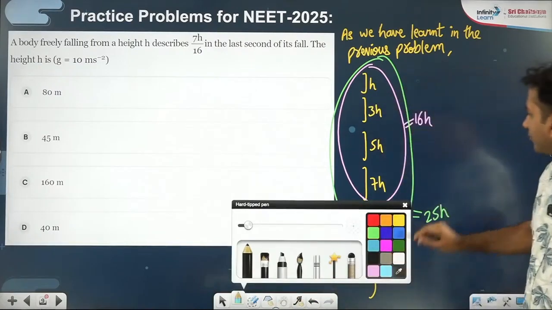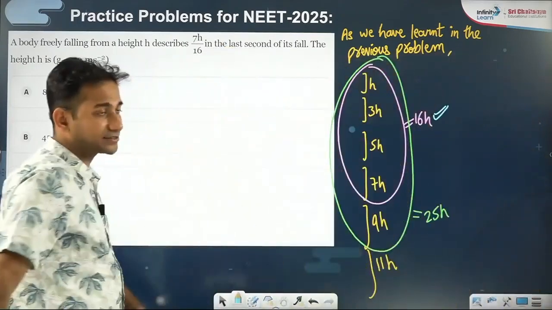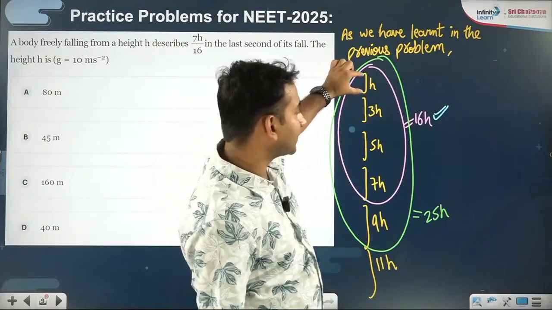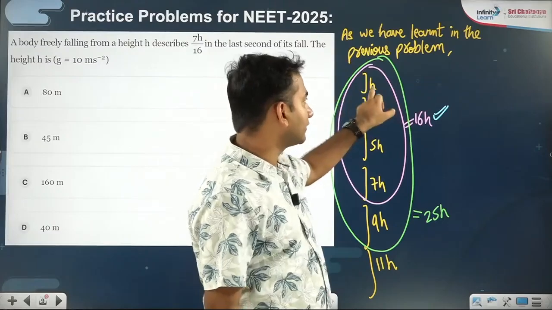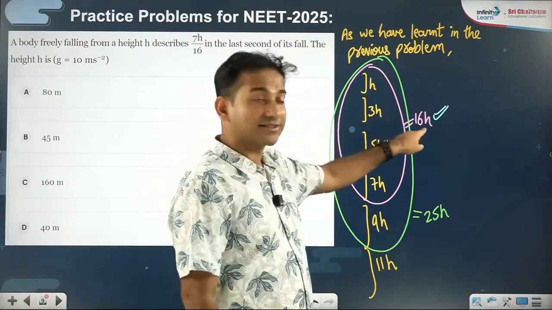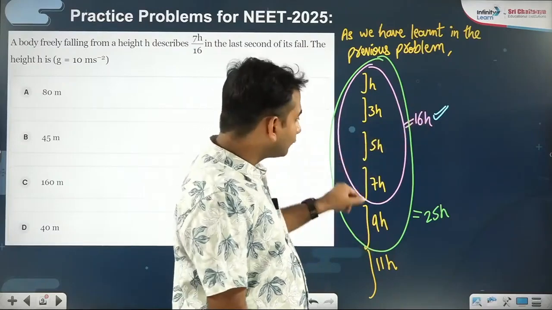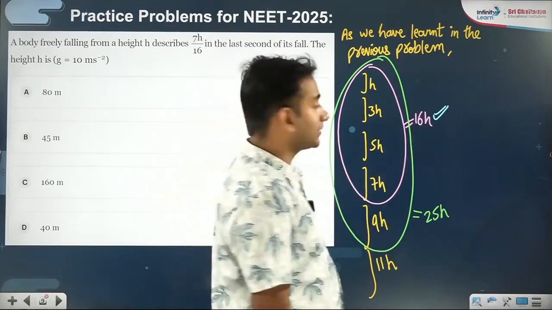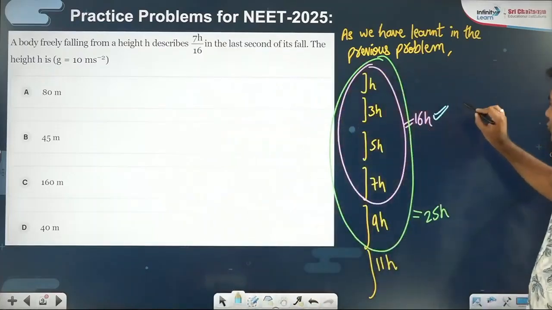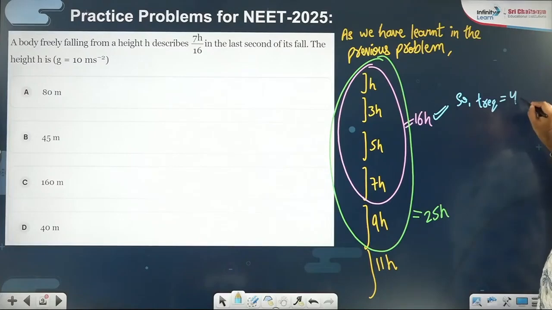But in this particular problem they are talking about 7h by 16 in the last second. So in the first second it travels h by 16. In the second it travels 3h by 16. In the third second it travels 5h by 16, and in the fourth second it travels 7h by 16. The total is 16h, so the time required is 4 seconds.